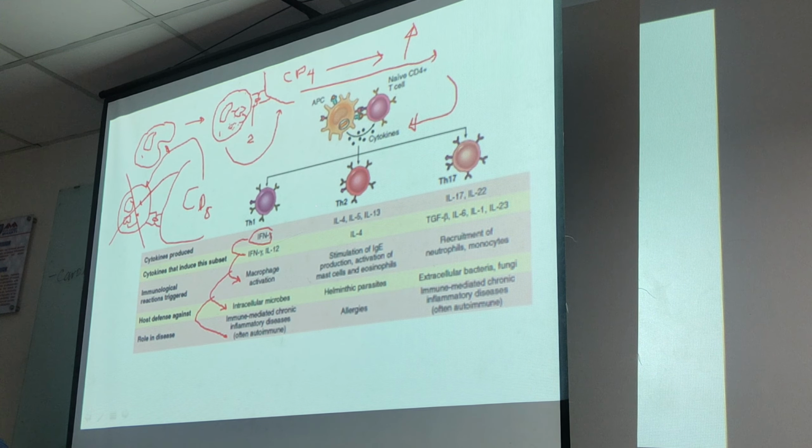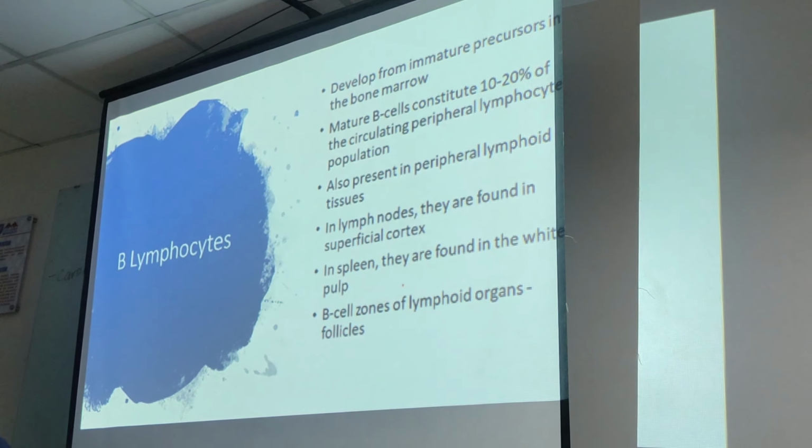T helper 2 secretes IL-4, 5, and 13. The major important cytokine is IL-4. It stimulates IgE, so therefore it's linked with allergies and parasitic immunity. T helper 17 produces transforming growth factor beta and other cytokines. It's important for the recruitment of neutrophils and monocytes, and it's important for extracellular bacteria and fungi as well. It's also linked to different autoimmune diseases.